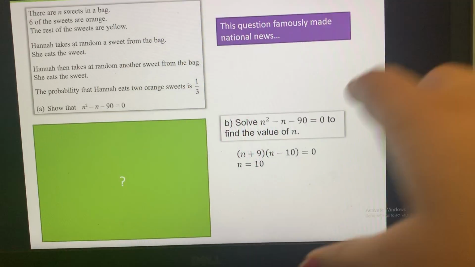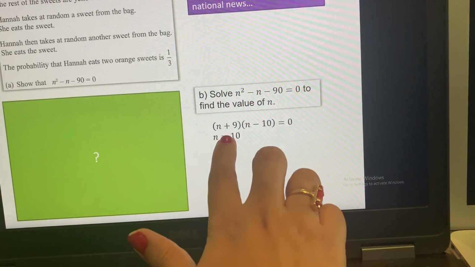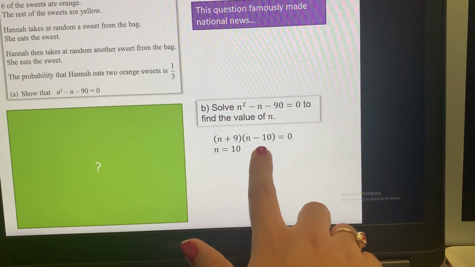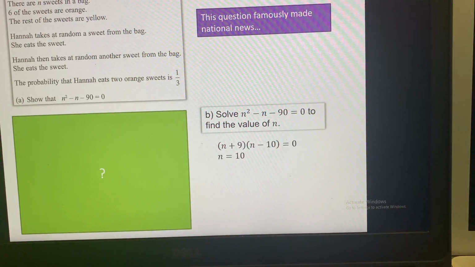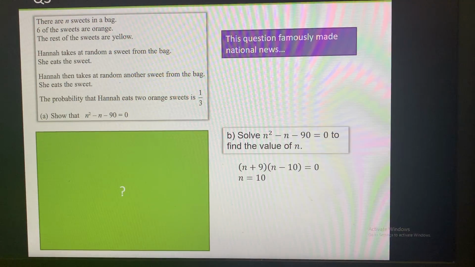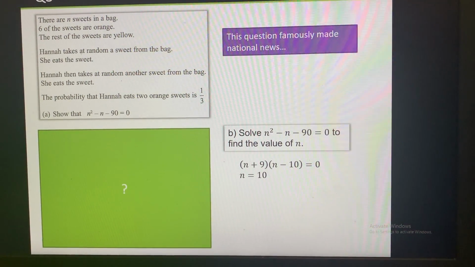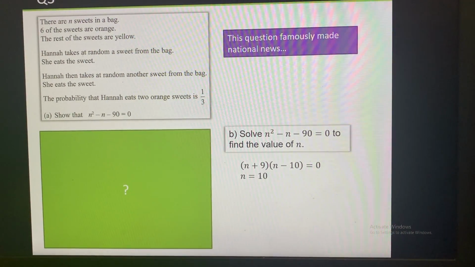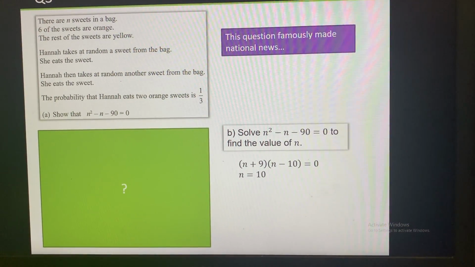Now, I appreciate that there are 2 solutions. n is negative 9 and n is positive 10. But how can n be negative 9? The number of sweets cannot be negative, okay? So that answer you neglect. Although algebraically it makes sense, in real life it does not.